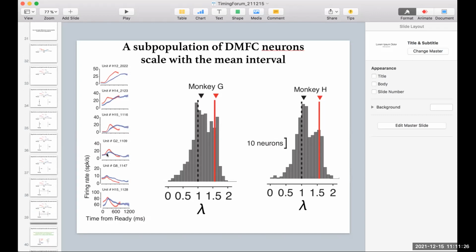So yeah, I guess that's why the drift diffusion model is correct, but it's correct at the population level, not at the level of a single neuron. Yeah, so this is actually my question. Are most of the single neurons showing these dynamics?